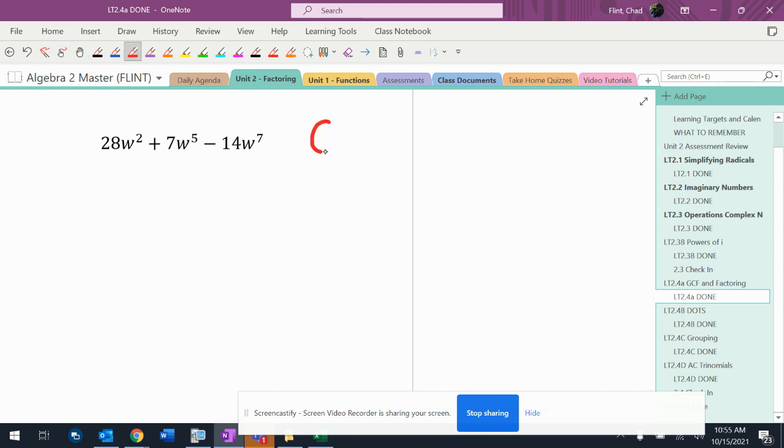Okay, over here, my GCF is going to be w squared because that's the smallest exponent, and they all have a w. And then the biggest number that's going to divide into all of them is going to be a 7. So I'm going to divide everything by 7w squared.